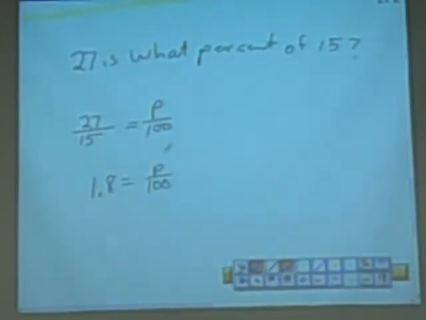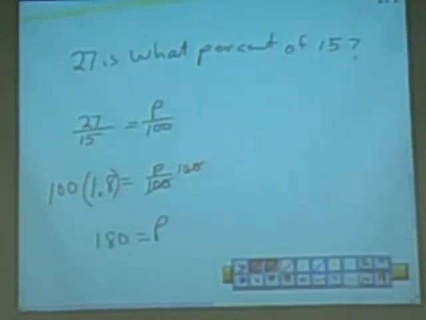So now, since we're dividing 100 into P, we're going to multiply both sides times 100. So the 100s cancel out, and we just end up with P on the right side. So 100 times 1.8 is going to be 180. And that's our answer. But because we're looking for percent, that makes it 180%.